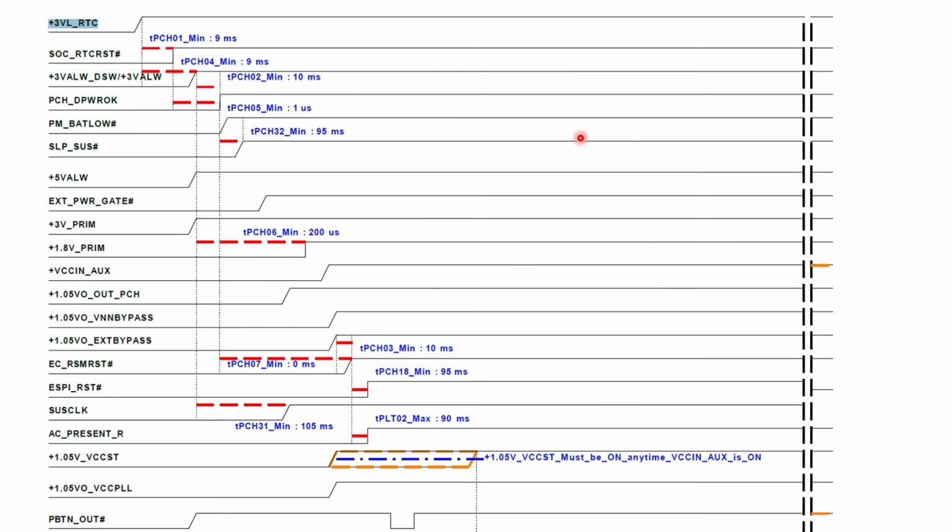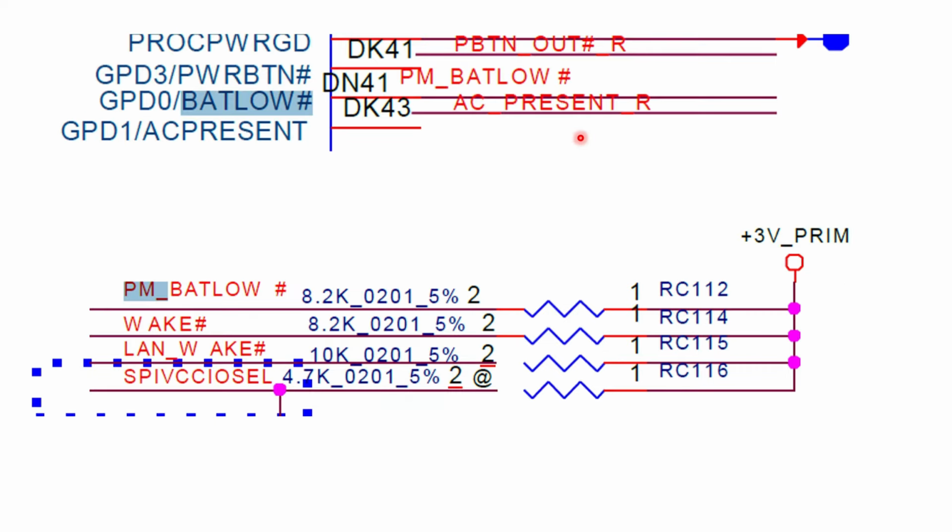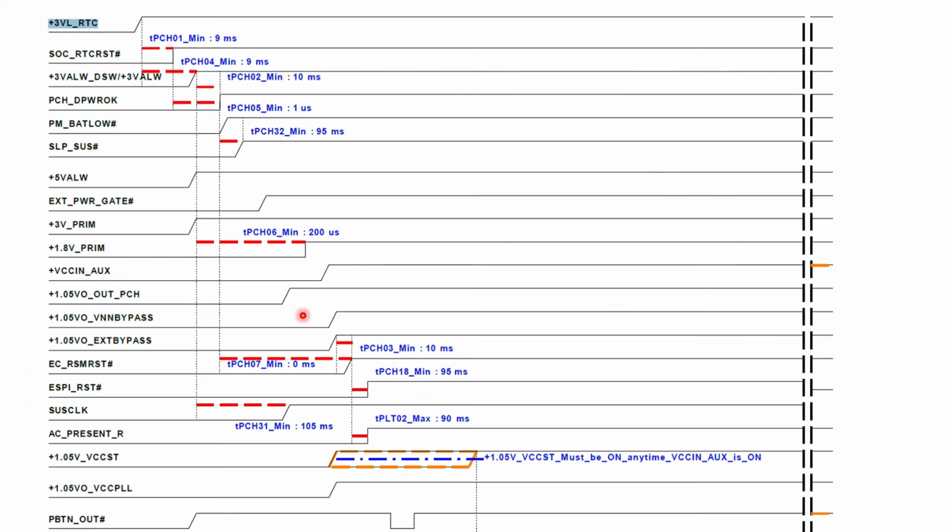Next section that will be active is PM_BATLOW#. See, PM_BATLOW# is very important. It's power management BATLOW. Which one will activate it? The 3 volts prime voltage will activate this one. It's a pull up resistor. Through this pull up resistor, the PM_BATLOW# will be in active mode.